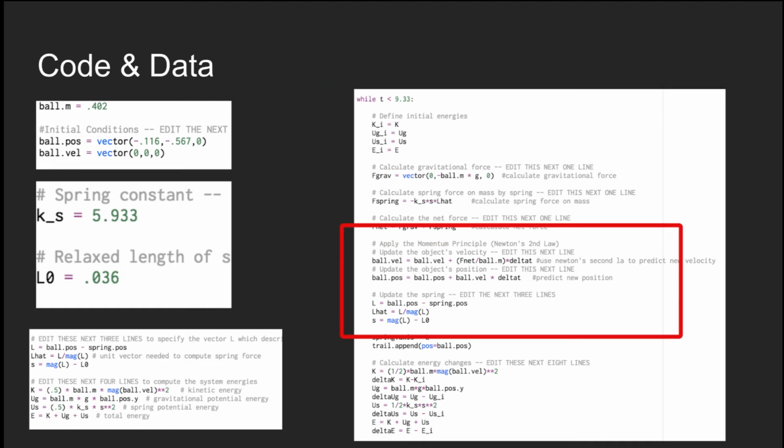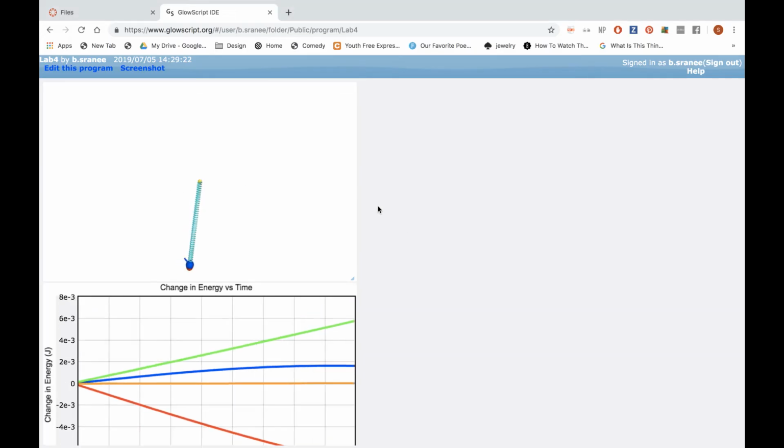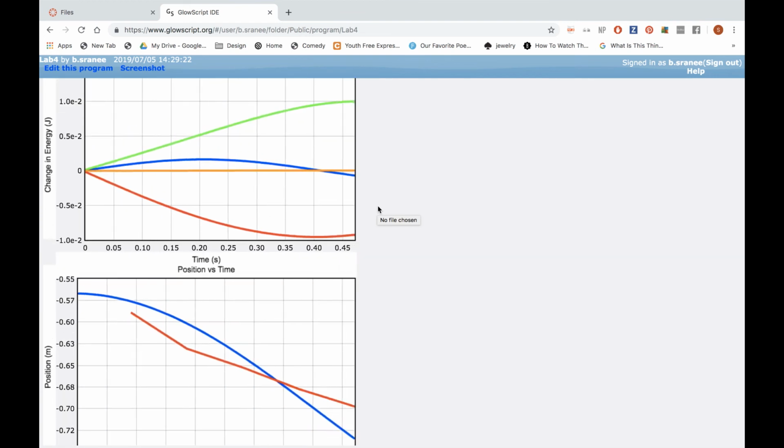We also had to use Newton's second law, like in the previous labs, to find our velocity and positions, and then we had to update the position of the spring using these equations. Lastly, we can use this information to calculate energy and change in energy. So these are the graphs we get after running our GlowScript code.